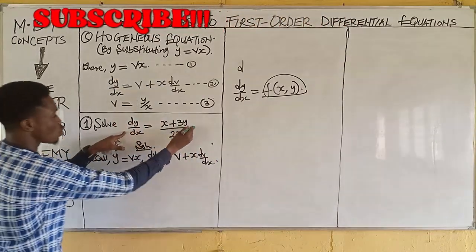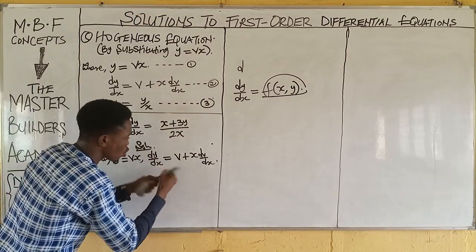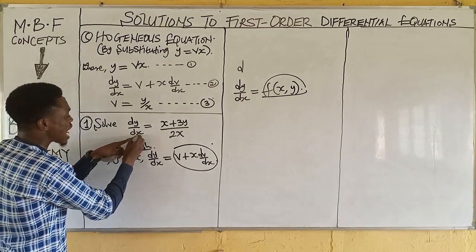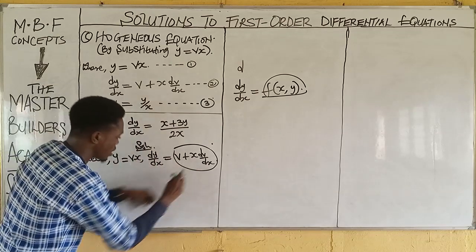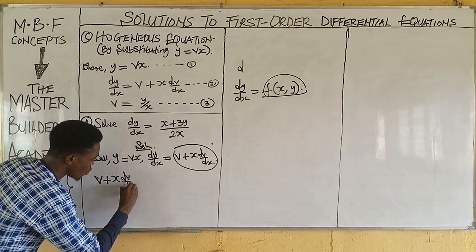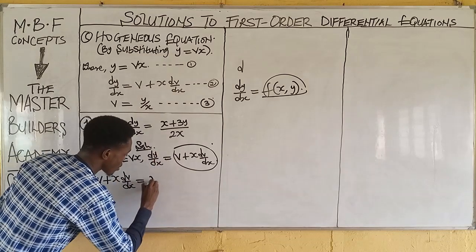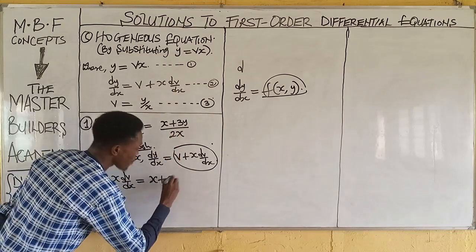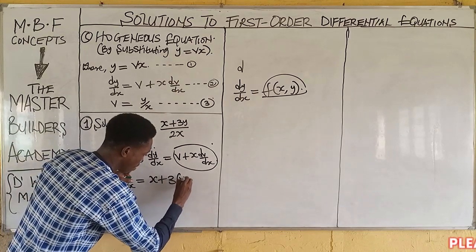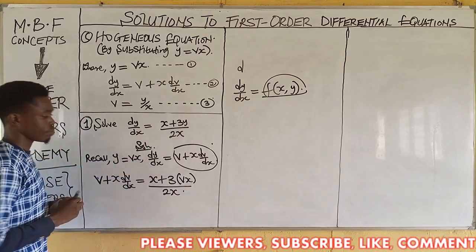I will come to this given equation. In place of the dy over dx at the left hand side, I'm going to replace it with what I have here. Everything I have here for dy over dx, I will replace with this. So I'm going to have v plus x dv over dx is equal to, now guys, x plus 3 times y. Now, what is y? Don't forget y is equal to vx. So x plus 3 multiplied by vx, all over 2x.